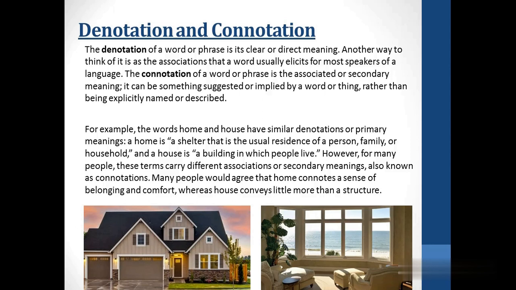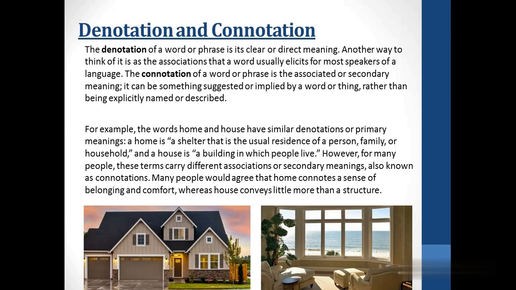The denotation of a word or phrase is its explicit or direct meaning. Another way to think of it is as the associations that a word usually elicits for most speakers of a language. The connotation of a word or phrase is the associated or secondary meaning. It can be something suggested or implied by a word or thing, rather than being explicitly named or described.